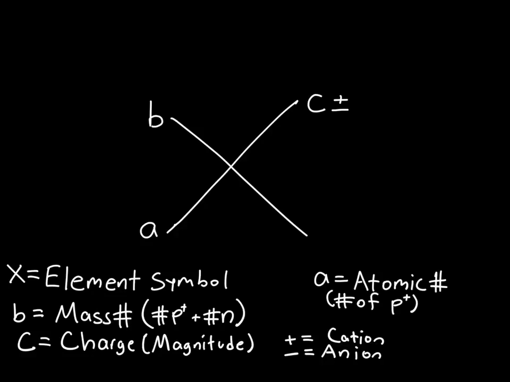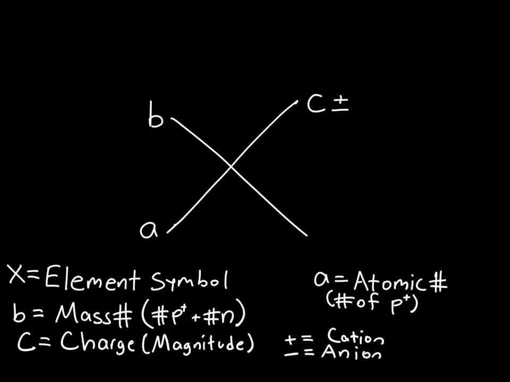A cation with the charge of positive C has C fewer electrons than protons, whereas an ion with a charge of minus C has C more electrons than protons. If there are the same number of protons and electrons, the atom is neutral and C is not shown.